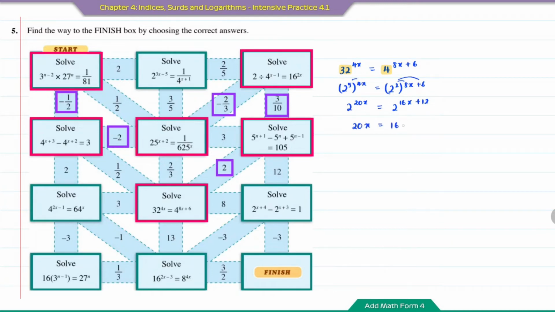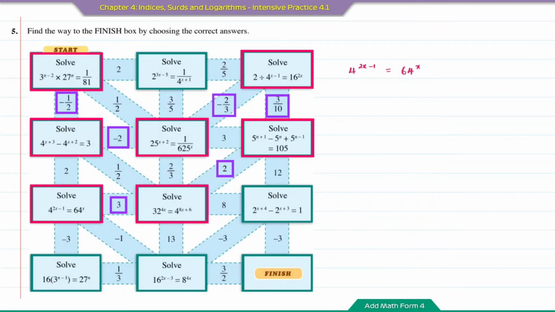So move the 16 to the left hand side. So 20x minus 16x equal to 12. So 4x equal to 12. So x equal to 12 divided by 4. Therefore, x is equal to 3.